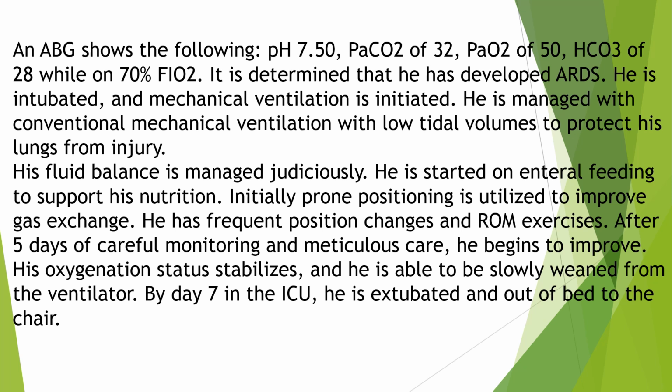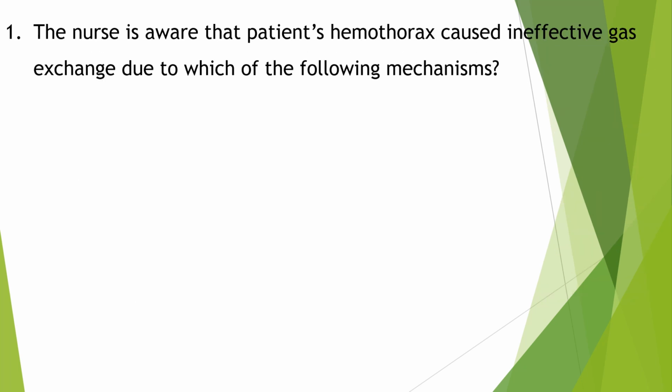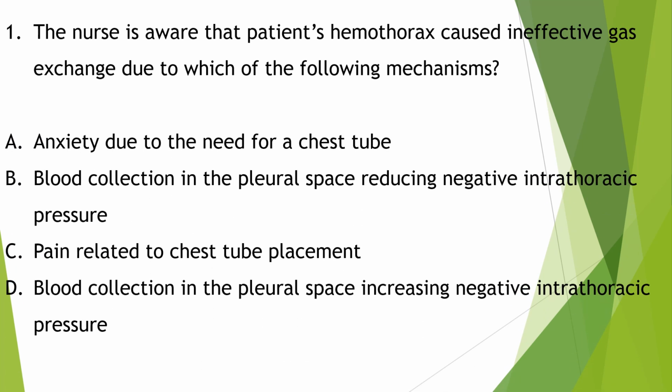So this is the scenario. The nurse is aware that patient's hemothorax caused ineffective gas exchange due to which of the following mechanisms: anxiety due to the need of chest tube, blood collection in the pleural space reducing the negative thoracic pressure, pain related to chest tube placement, blood collection in the pleural space increasing negative intrathoracic pressure.